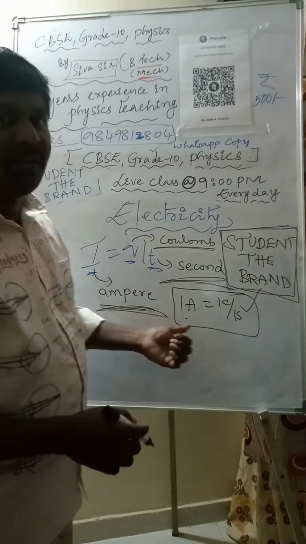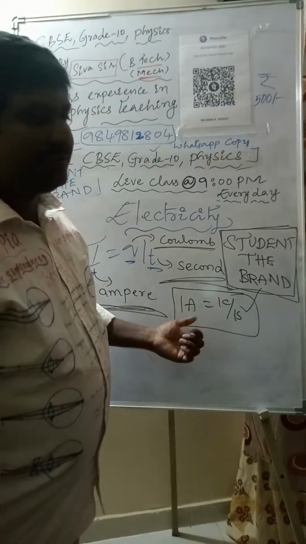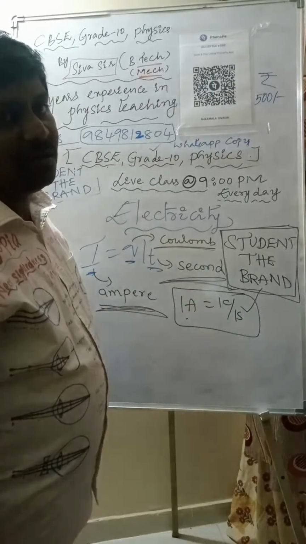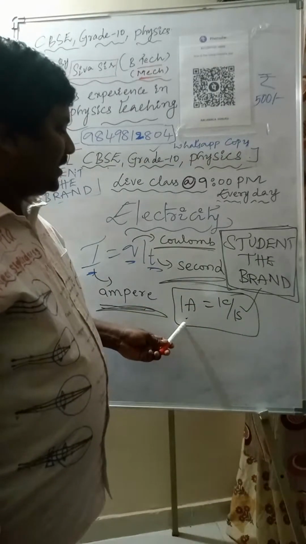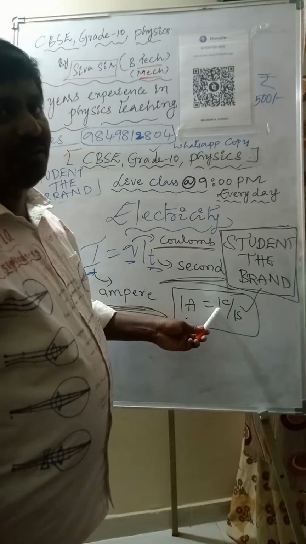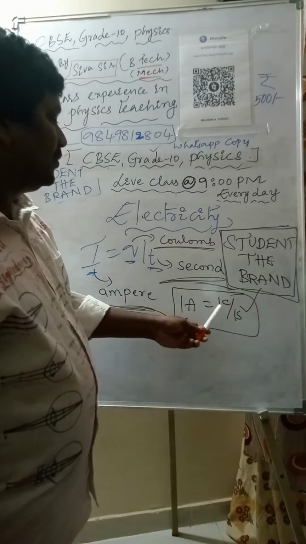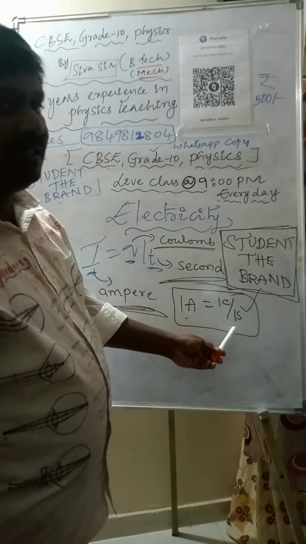1 ampere is defined as 1 coulomb of charge flowing through unit cross section area per second.